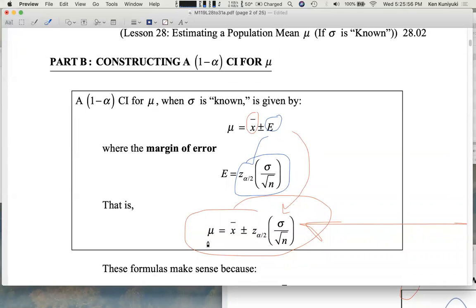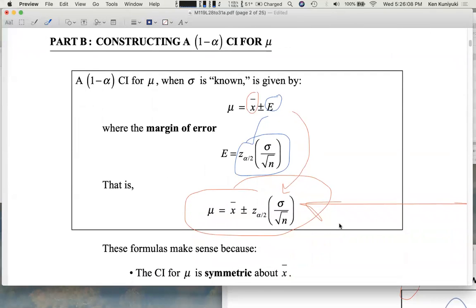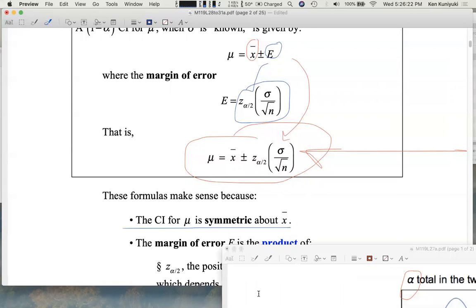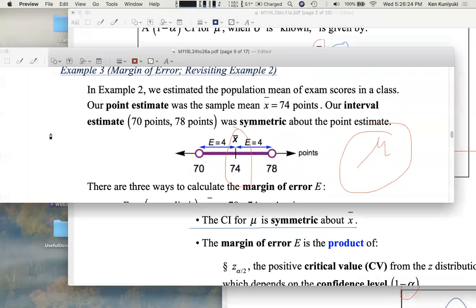A confidence interval for the population mean mu is given by the sample mean, x bar, which is at the center, give or take this margin of error, E, which is given by this formula. And why does this all make sense? Because the CI for mu, a CI is my abbreviation for confidence interval, it's an acronym, has to be symmetric about x bar, the sample mean. Remember this picture over here. We need symmetry about the sample mean, here, the 74 points.